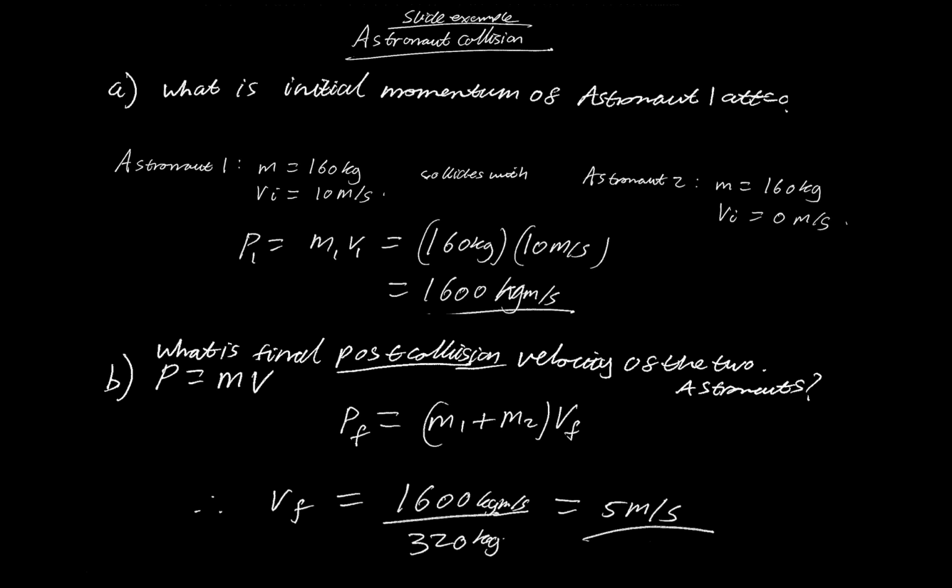In other words, we could have figured this out much more simply, that the initial velocity of the astronaut was 10 meters per second. We doubled the mass. We took the mass from 160 to 320 kilograms. That would have the effect here of halving the velocity.